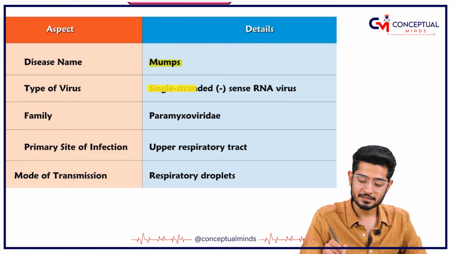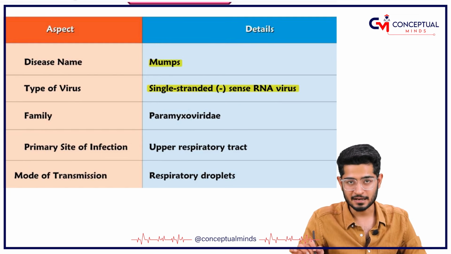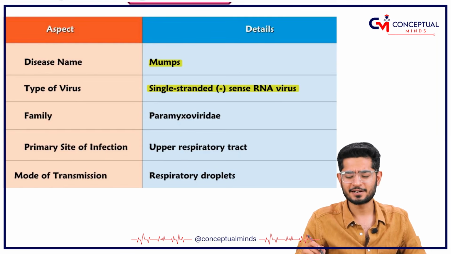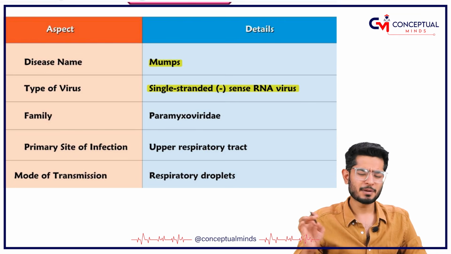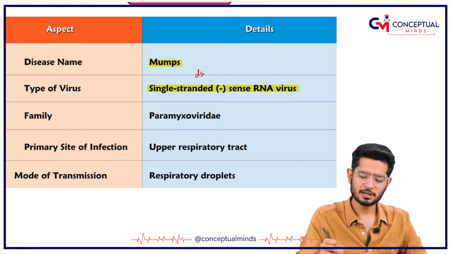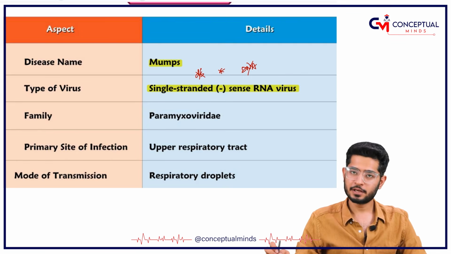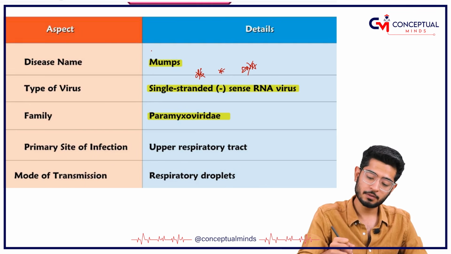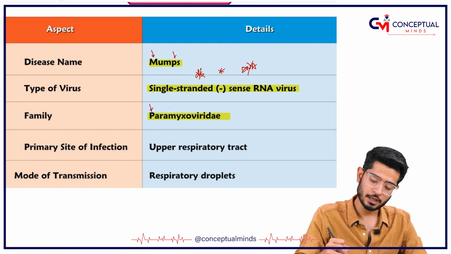The type of virus is single-stranded negative sense RNA virus. I hope your microbiology faculty have taught you this. So can you see, mumps is not very dominating, right? It's not dominating. That means it's not double-stranded. It's not positive. It's not DNA. So you can remember like this. Now mumps belongs to Paramyxoviridae. So how to remember? M for P for M for.